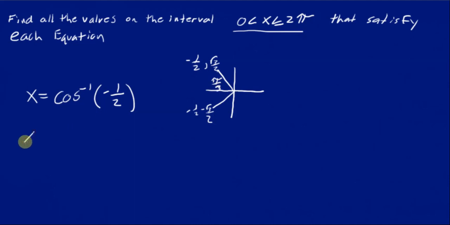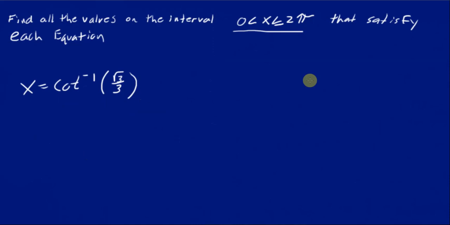So my first answer is going to be 2 pi over 3. And then this one would be 4 pi over 3. And it all has to do with just how well you know your unit circle. That's all there is to these problems.